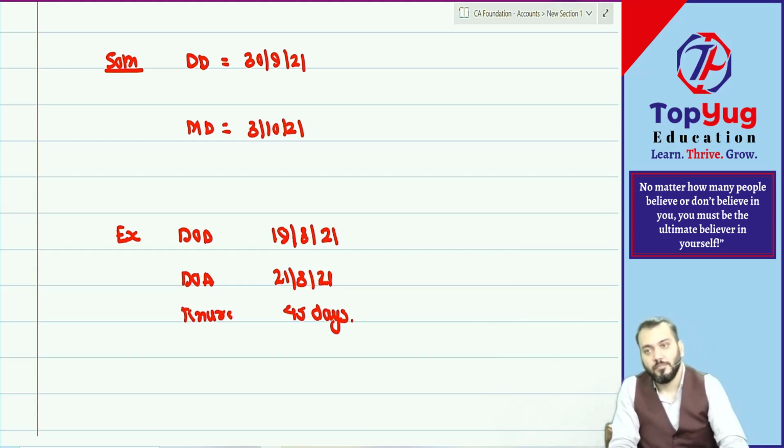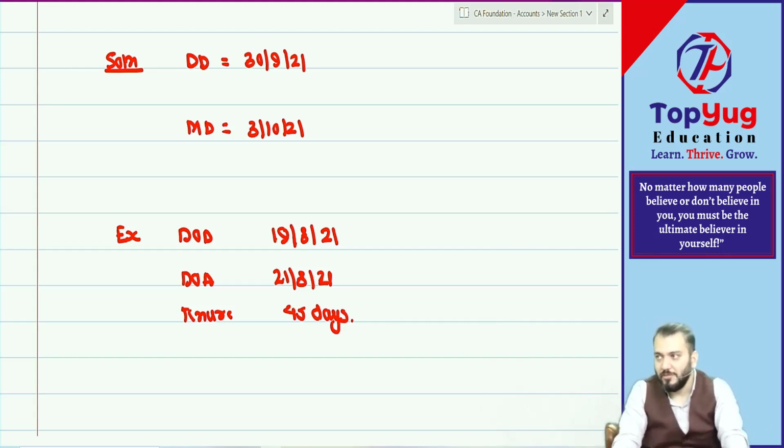So if the question is silent, what will you assume? I already said na. In the exam, will you ask me once again? Will you call me, what sir? What will you do? Already a note has been given na. If the question is silent, always assume what? Bill after date. Correct?